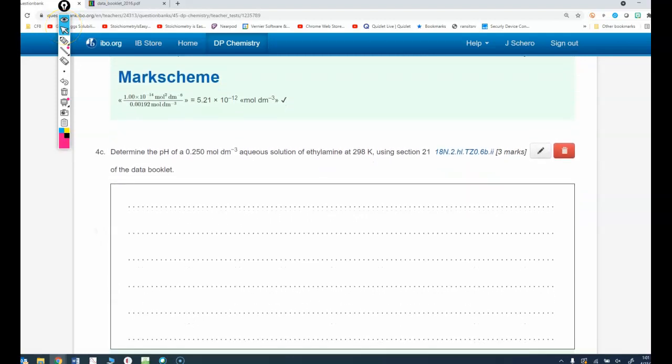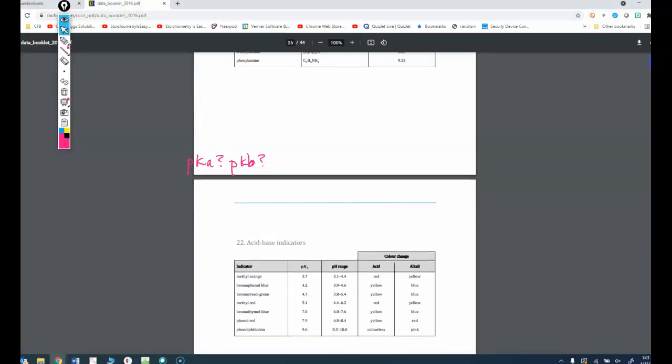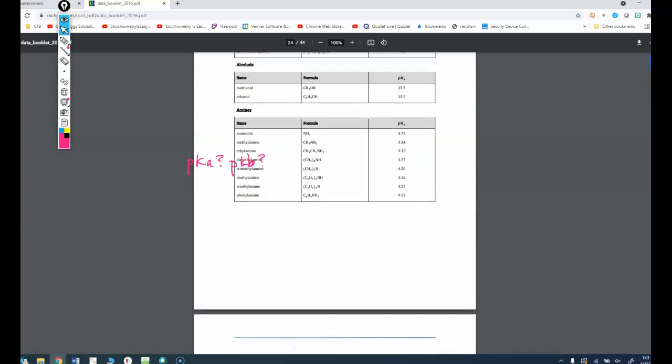Determine the pH of a 0.250 mole solution of aqueous ethylamine using section 21 of the data booklet. So that means that they want you to go look up the pKa or pKb of the ethylamine. Let's go see what we find in the data booklet. This is section 21, and when we look for ethylamine, there it is, giving us a pKb of 3.35. That will give us some necessary information.